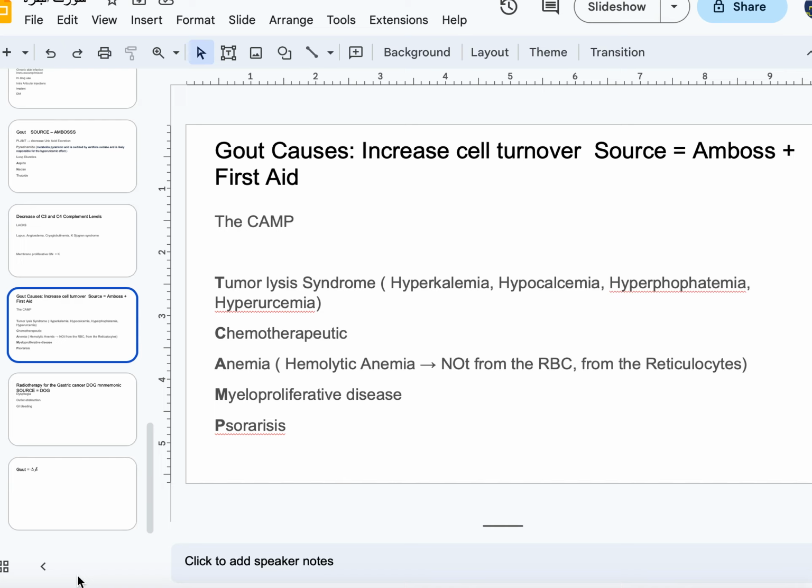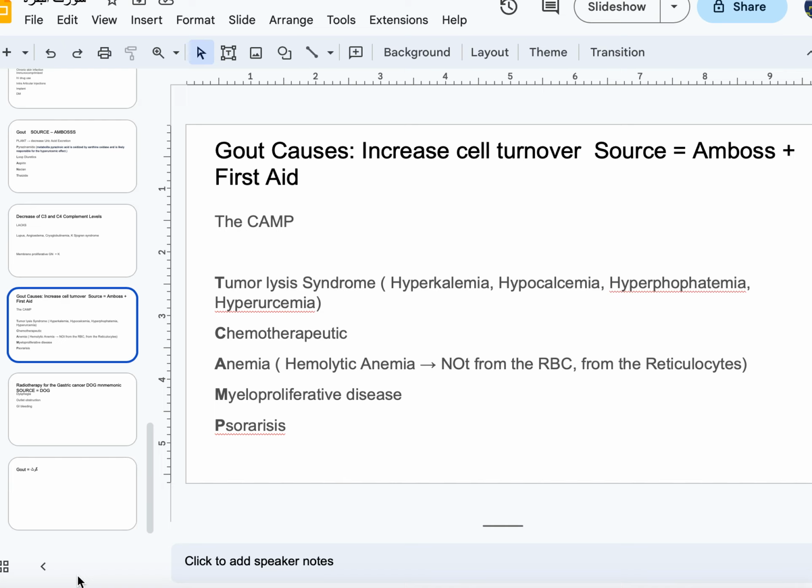And like in the last video we spoke about gout from decreased amount of uric acid excretion, and I gave a kind of mnemonic over there, but over here it's going to be talking about increased amount of cell turnover. So over here the essential thing is that we can memorize this from a mnemonic called the CAMP.